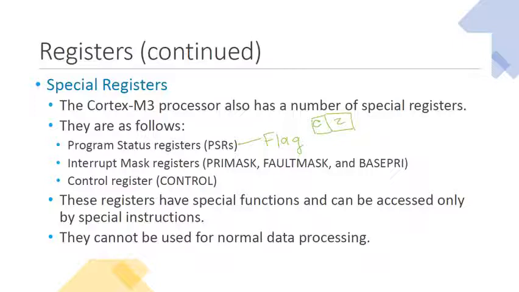Then the interrupt mask registers. We have three: PRIMASK, FAULTMASK, and BASEPRI. As the name itself suggests, these registers are used to mask interrupts. If any interrupts are being generated, you can control them. You can stop them. That is the meaning of masking. That can be achieved by using these registers, except for the non-maskable interrupt.